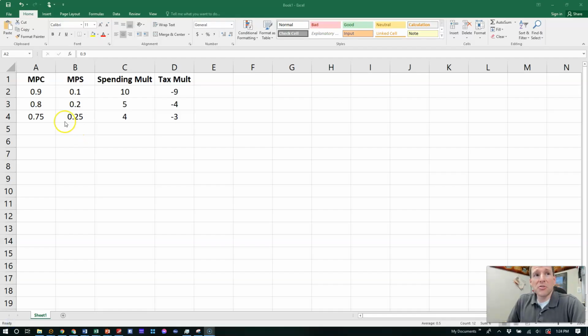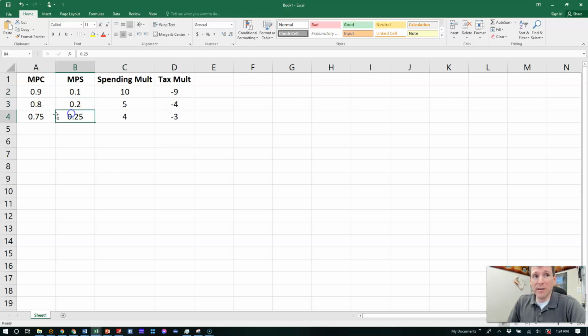So what I have here on this screen are popular MPC and MPS combinations that AP Macro likes to use, right? A lot of times they'll use these sets: 0.9 and 0.1, 0.8 and 0.2, 0.75 and 0.25. Why do they use those? Well, it makes it really easy to calculate the multipliers, all right? So the spending multiplier is going to be 1 over MPS, so 1 over 0.1 gives you 10, right? Tax multiplier is negative MPC over 0.1. So negative 0.9 over 0.1 gives you a tax multiplier of negative 9, right?